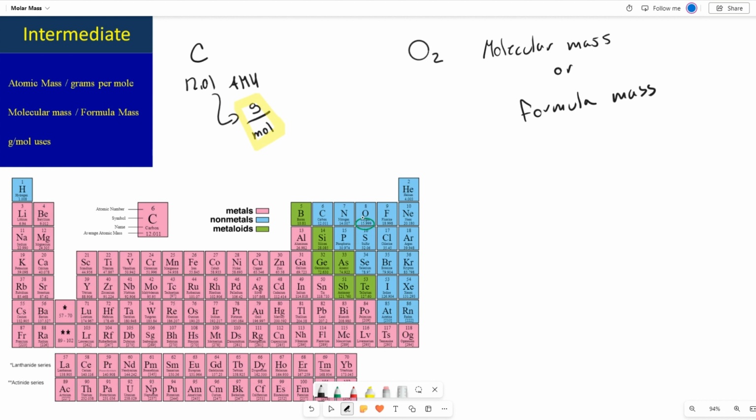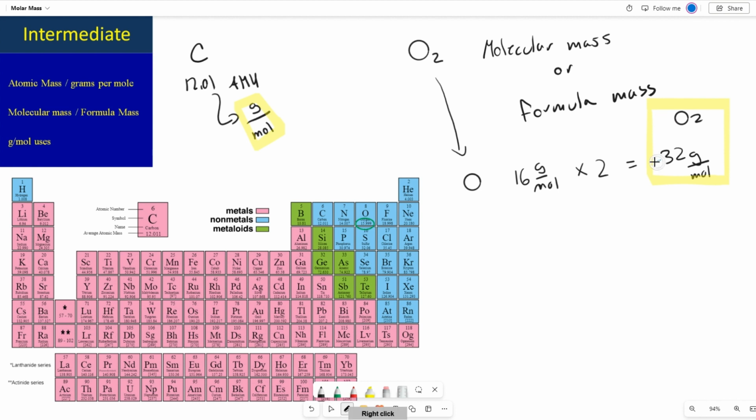So you would say you have an oxygen and its atomic mass is 16 grams per mole. And for an oxygen molecule, you're going to have 2 oxygen atoms. So 16 times 2 is going to give us 32 grams per mole. So an oxygen molecule has a molecular mass or formula mass of 32 grams per mole. We call it an atomic mass if it's for an individual atom, and we call it either a molecular mass or a formula mass if it's for a molecule.